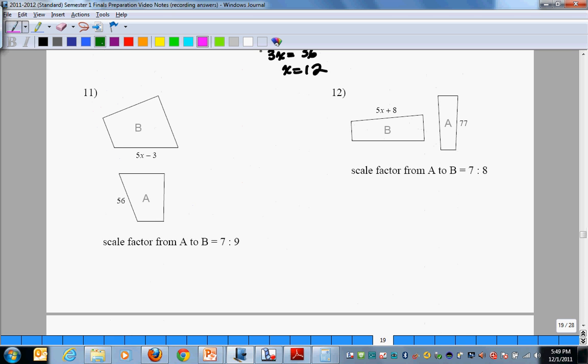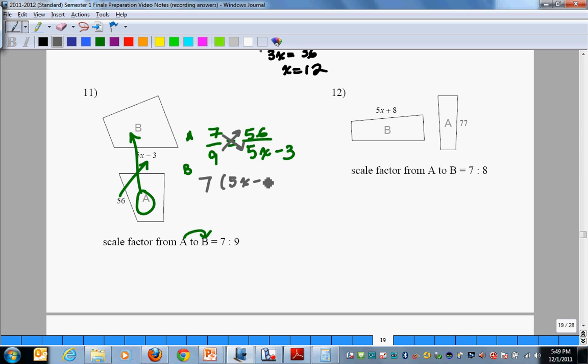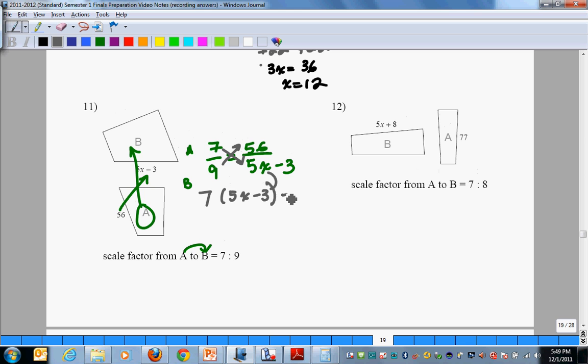Number 11. A to B again. 7 to 9. A to B, that's the direction. So A to B, 7 over 9 equals 56 over 5x minus 3. Cross multiply. We have 7 parentheses 5x minus 3 equals 9 times 56.